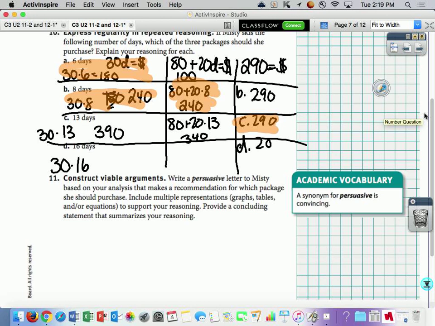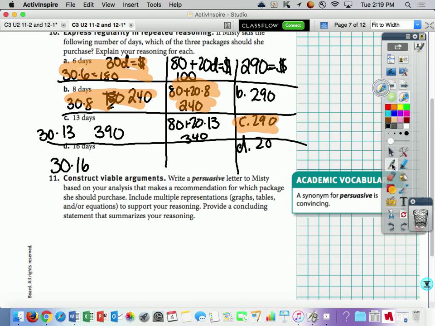Write a persuasive letter. We are not going to do that. So you are done with that.